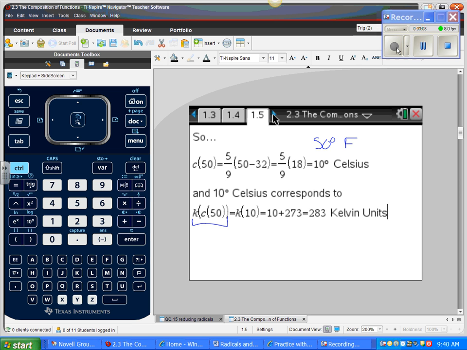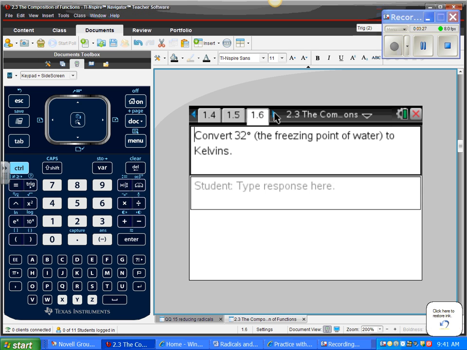Now, this would be a big pain if you had to do this every single time you wanted to find Kelvin units. So there has to be a way to make this into a one-step problem, and there totally is. All you have to do is find the composition of the two functions. Let's convert 32 degrees, the freezing point of water, to kelvins.